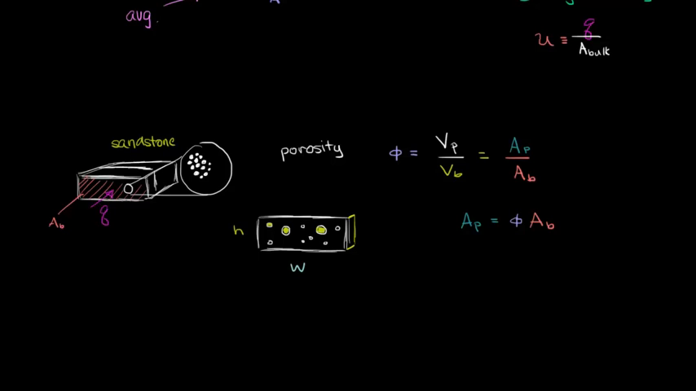So originally we said u, our Darcy velocity, is equal to q over a sub b. So u equals q divided by a sub b. Let me keep those colors consistent.